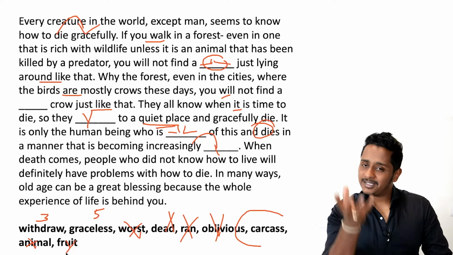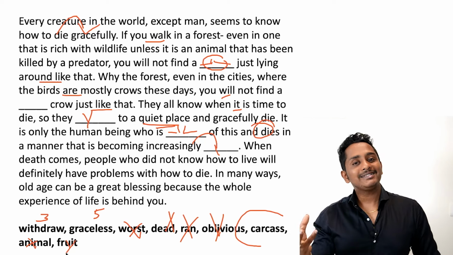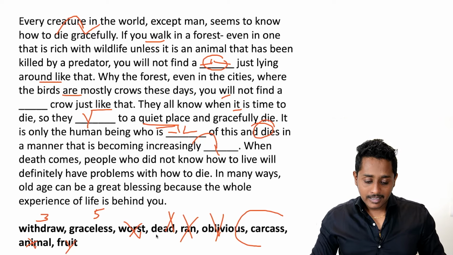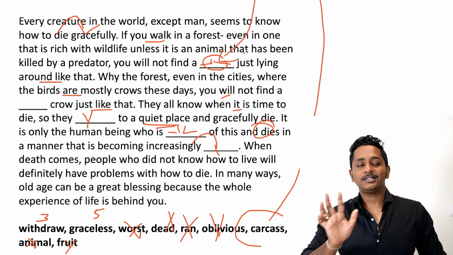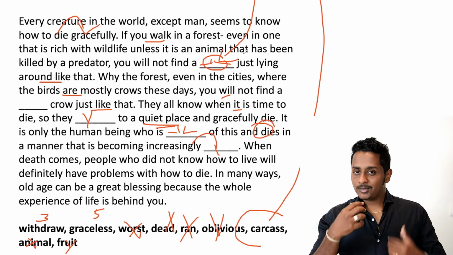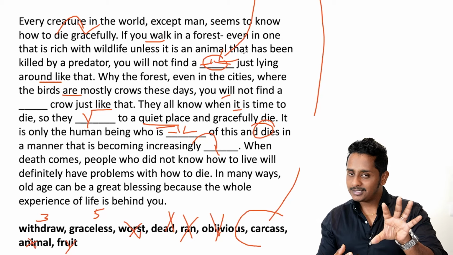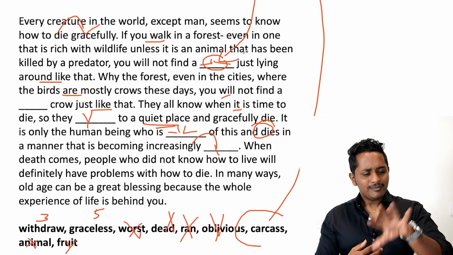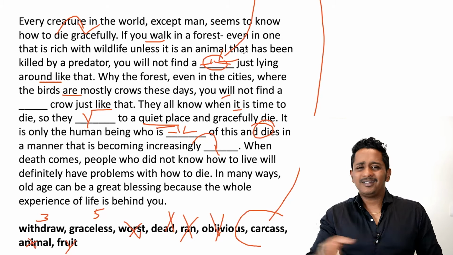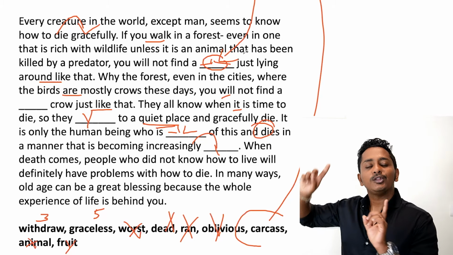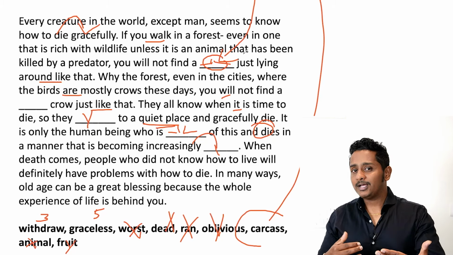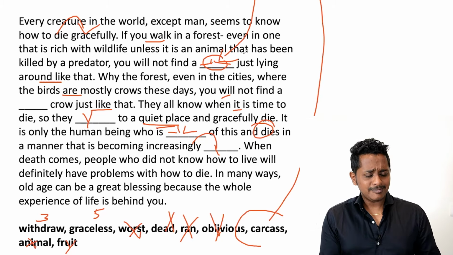Apply the elimination method. You know a dead body has to come. Carcasses is the only thing that is left. Now apply the elimination method and get this answer. Rewind the video if you didn't understand. What I'm doing is trying to get the context and fill a particular blank on my own, from my knowledge. It is talking about how you will not find a dead body just like that, because they withdraw, they go to a quiet place. That means a dead body has to come, but nothing else is matching with the words dead body.